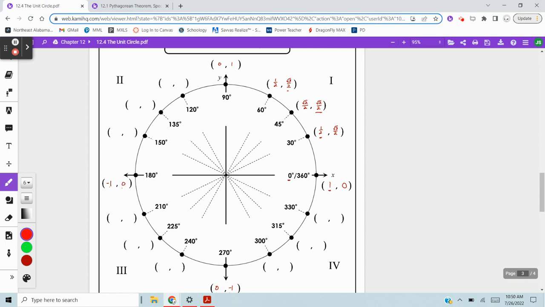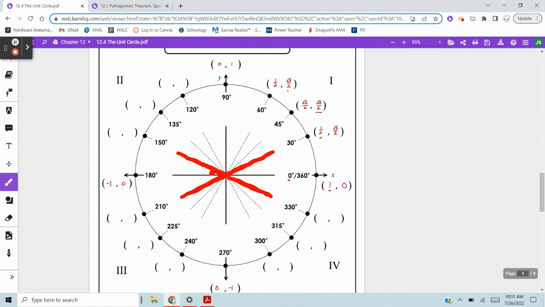Now, let me show you what reference angles have to do with the unit circle and why we actually did reference angles. If you were to take 30 degrees, every angle here that has a reference angle of 30, that'd be 150, has a reference angle of 30 because it's 30 degrees from the x-axis. 210 has a reference angle of 30, and 330 also has a reference angle of 30. Notice these points.